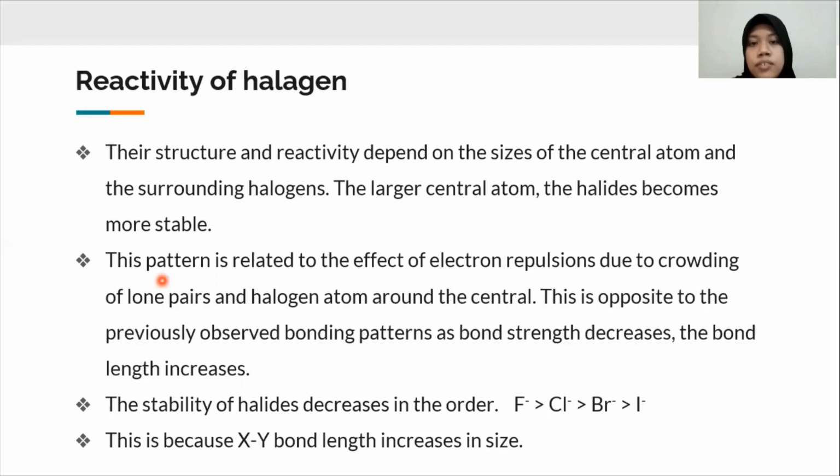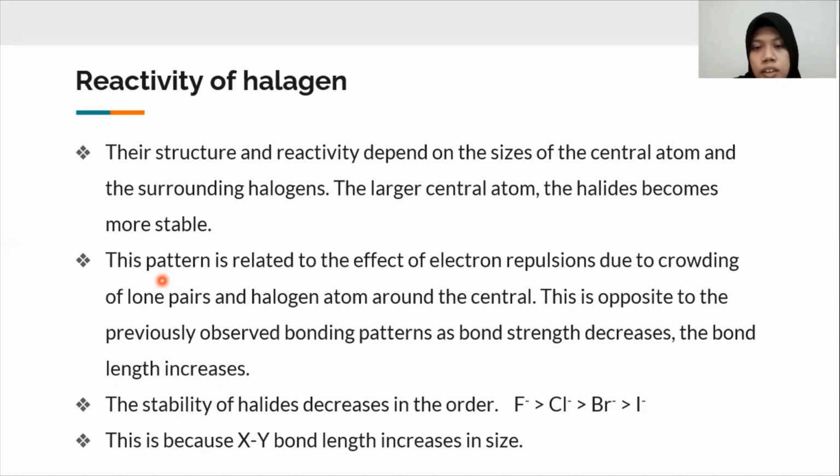This structure and reactivity depend on the size of the central atom and the surrounding halogens. The larger the central atom, the more stable the halides become. The pattern is related to the effects of electron repulsion due to the crowding of lone pairs and halogen atoms around the central atom. This is opposite to the previously observed bonding patterns. As bond strength decreases, the bond length increases. The stability of halides decreases in the others.